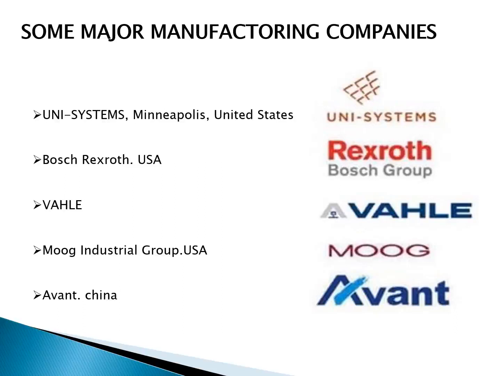Now I am going to tell you about some major companies who manufacture retractable roofs. First one is Uni System, Many follows United States, Bosch Rexroth USA, Wayne Moog Industrial Group USA, Avan China.